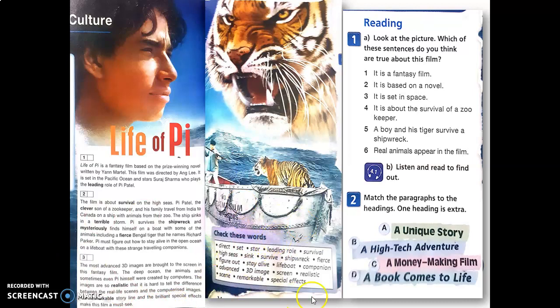So as usual, there is a list of words here that you can look up in the dictionary for the meanings of the words unfamiliar to you. And then we are now on activity 1. Actually, you are only asked to look at the picture, but since we have finished reading, we can answer them. Number 1, it is a fantasy film.